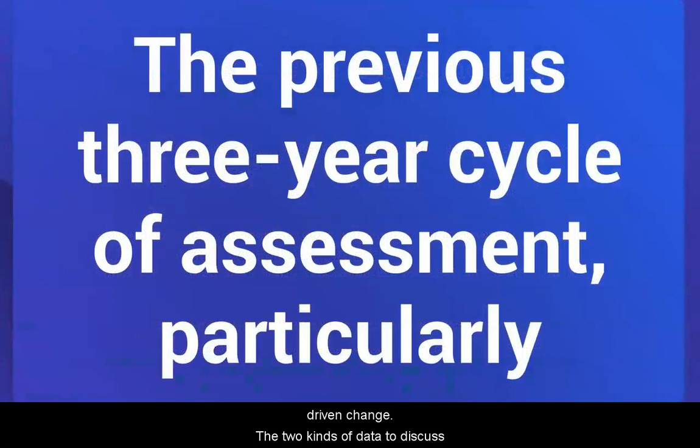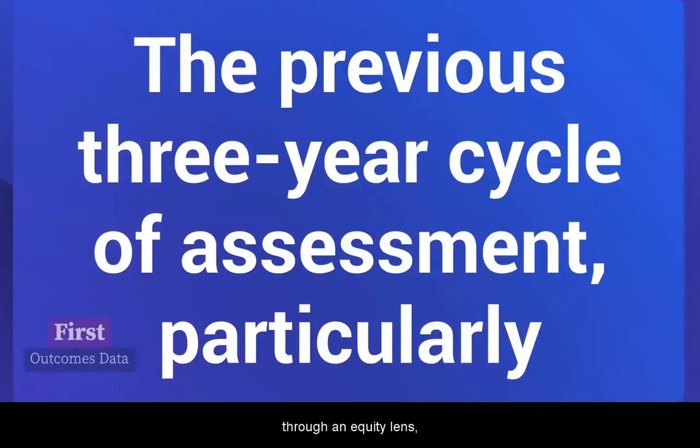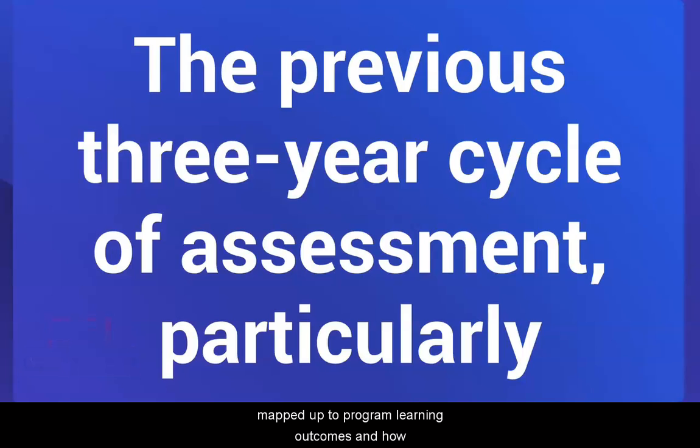The two kinds of data to discuss are student learning outcomes data and student achievement data. First, through an equity lens, discuss the data from the previous 3-year cycles of course learning outcomes assessment mapped up to program learning outcomes and how your department programs are successfully helping students achieve the definitive program skills and knowledge as described in the PLOs about what students will be able to do upon completion of the program.